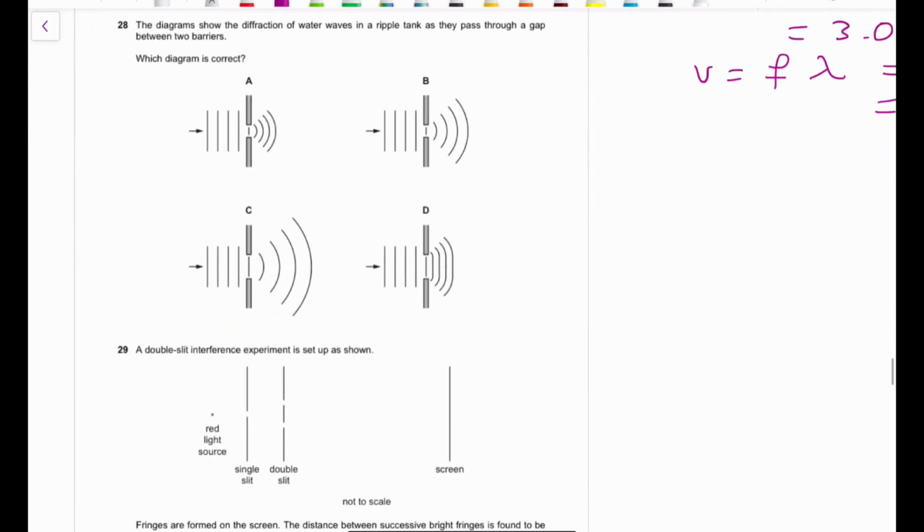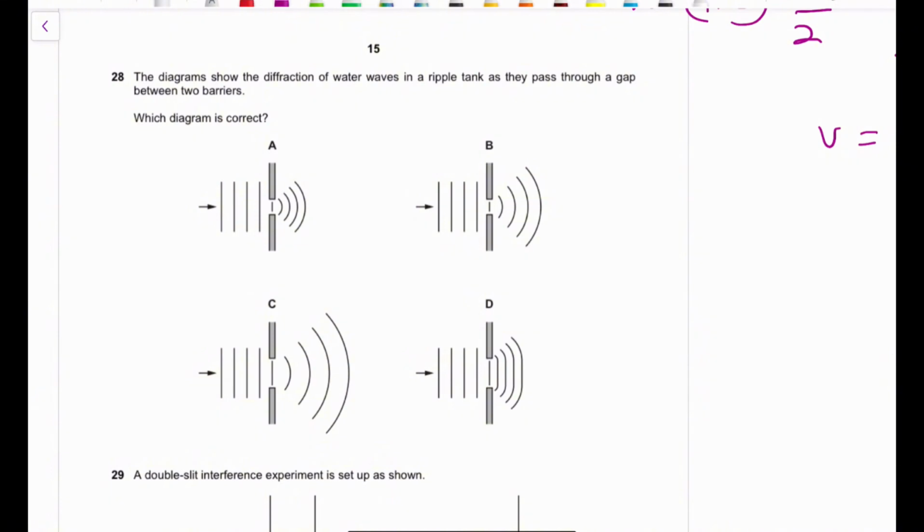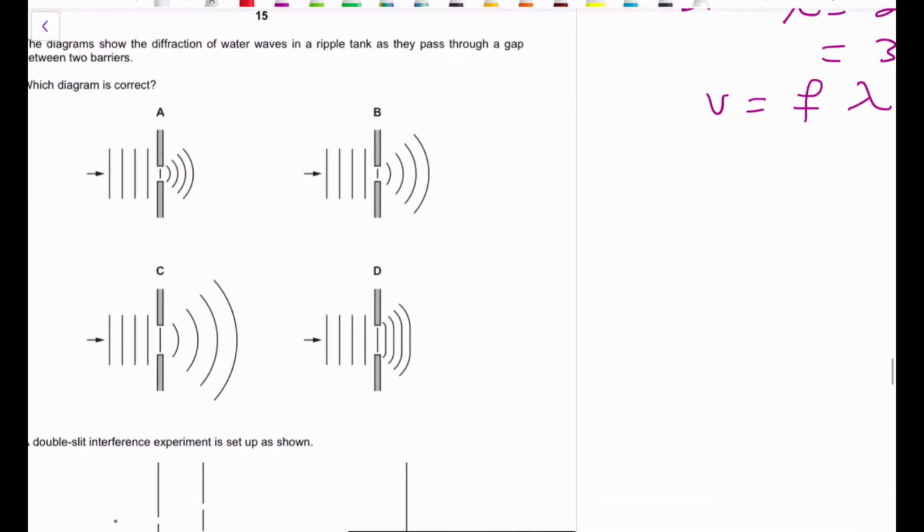Very important. Okay, 28. The diagram shows the diffraction of waves, water waves specifically, in a ripple tank as they pass through a gap between two barriers. Which diagram is correct? Right, one thing you need to know, guys. Diffraction does not affect lambda, F, V. It doesn't affect those things. It only affects the amplitude, right? The energy. But it doesn't affect lambda, it doesn't affect F, it doesn't affect V. Meaning that the wavelength of your wave should not change before and after.